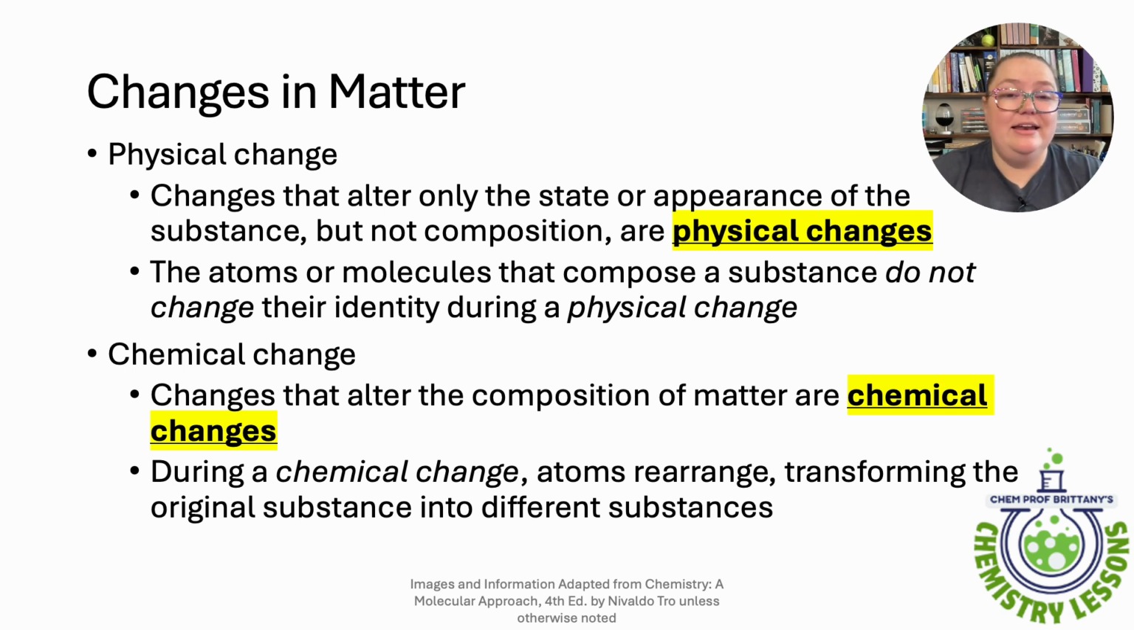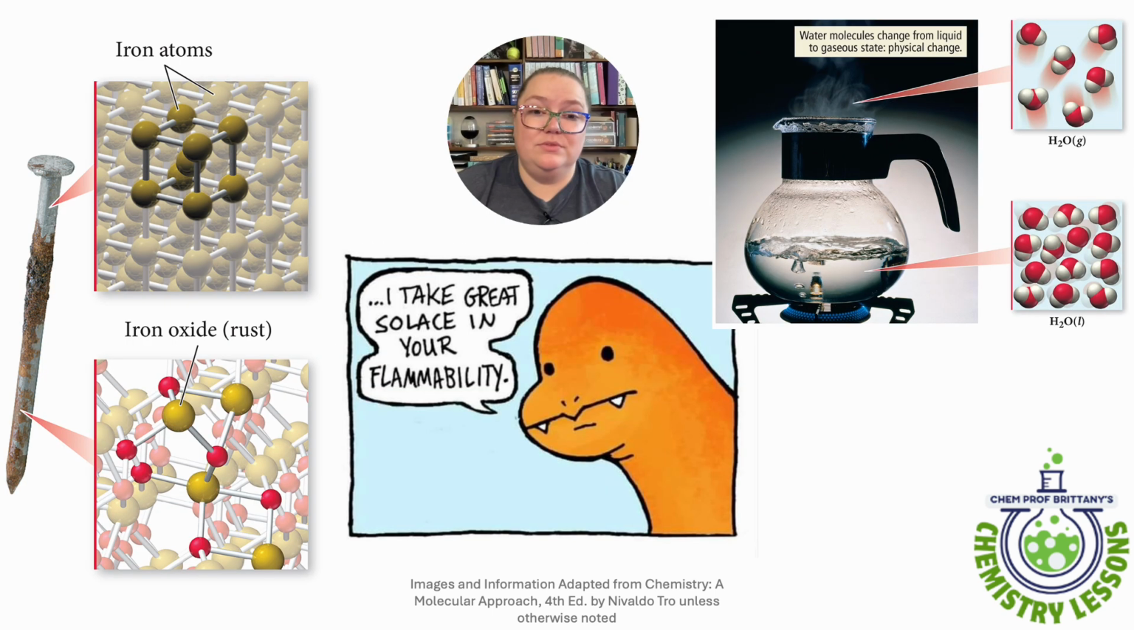The flip side of that is a change. So physical changes change just the state or appearance of a substance. We're not changing the composition, just what it looks like. The atoms or molecules do not change their identity during a physical change, but they do during a chemical change. We are changing the composition of the matter. So what we're doing is rearranging and transforming all of the atoms, changing what's bonded to what in order for a chemical change to occur.